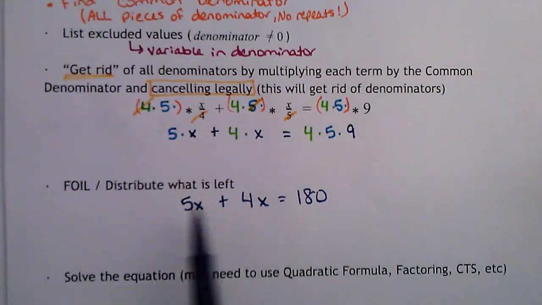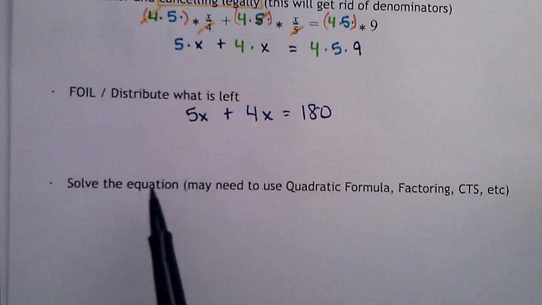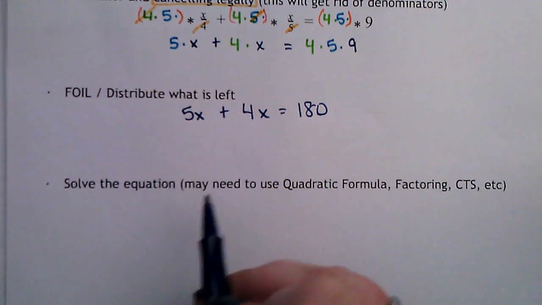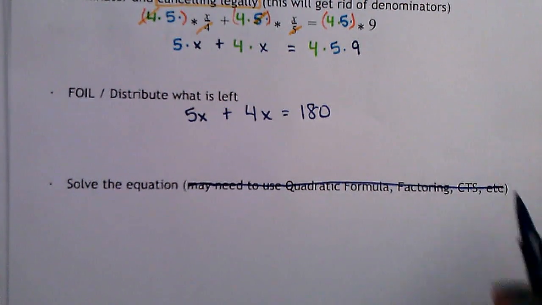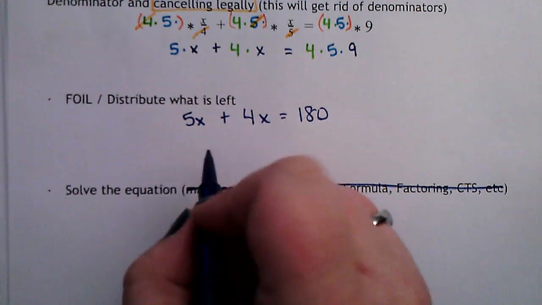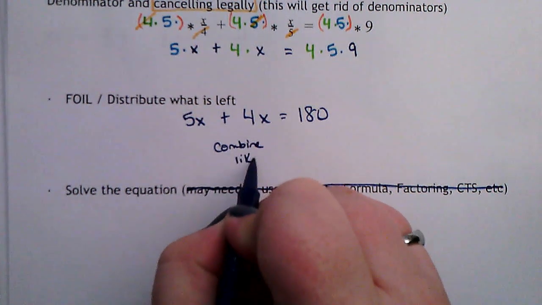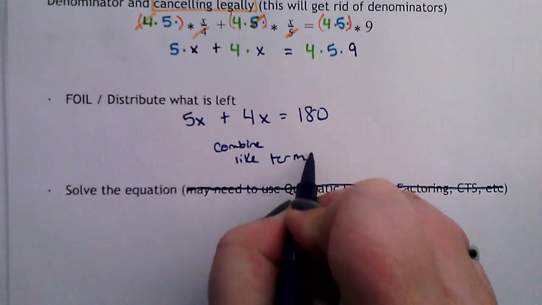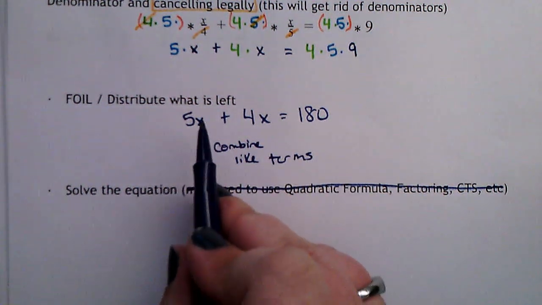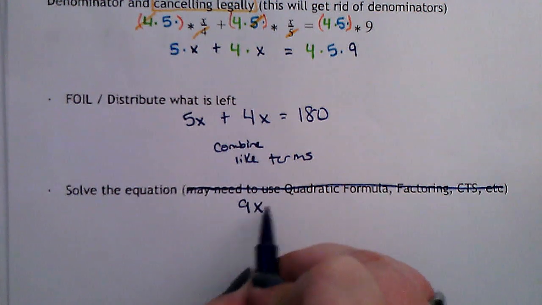So now I have an equation here, and the next step says solve the equation. Ignore this part because I'm not going to make you do that. So to solve this equation, we would need to combine like terms. And I hope that you see that the 4x and the 5x are like terms. So 4x plus 5x is 9x.